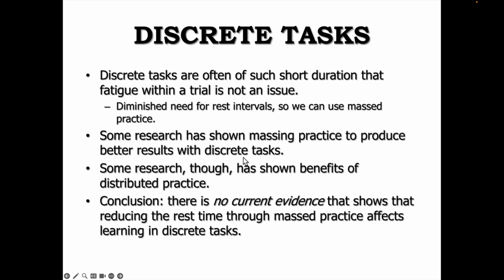However, some research debunks that and has shown benefits of distributing the practice, meaning give some feedback, practice, give some feedback, practice, give some feedback, practice. So our conclusion: unlike with continuous tasks, which have shown that greater rest time led to better performance, for discrete tasks, there's no current evidence that shows that reducing the rest time through massed practice affects learning in the discrete tasks.